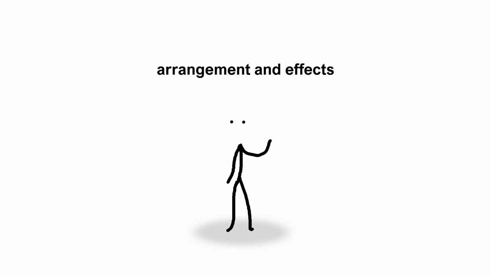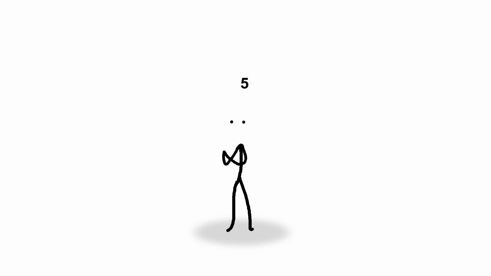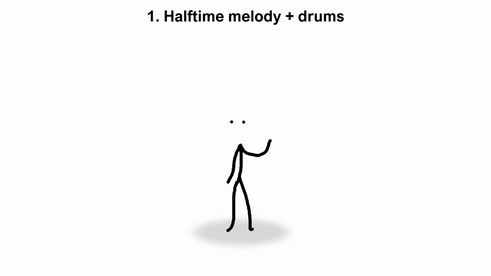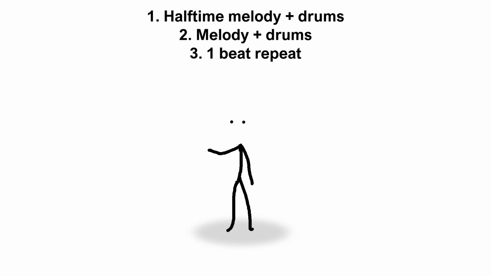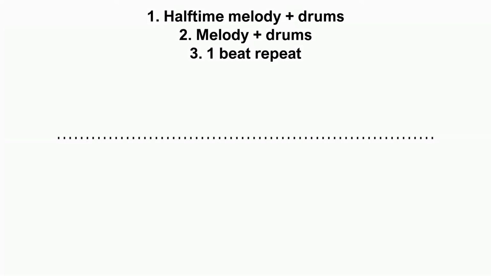Now let's go over arrangement and effects. Jumpin Out The Face has five main stages. First, it starts with the drums right away and the melody has a halftime effect on it. Then the actual melody and the drums come in. Then comes a bell melody without the halftime effect and the drums. Then it adds this one beat repeat of the last part of the pattern before the drop.